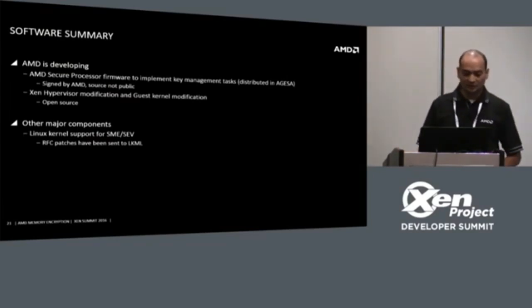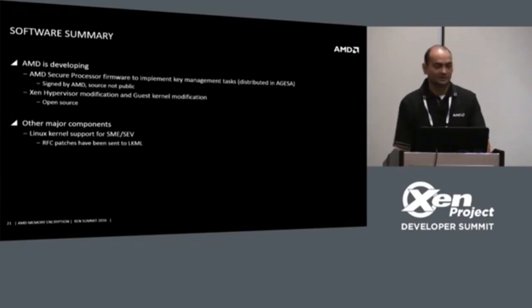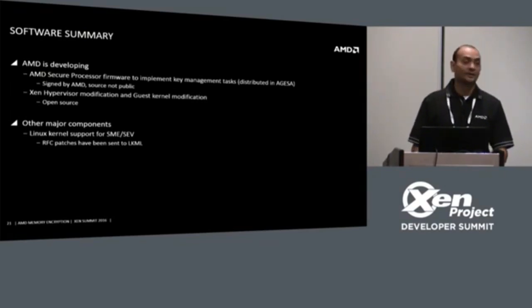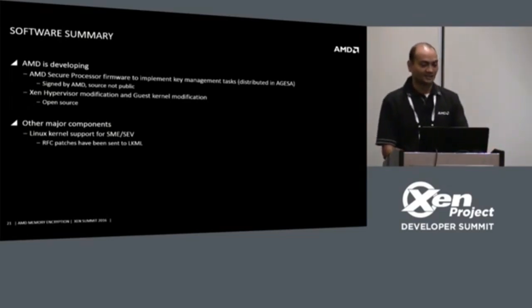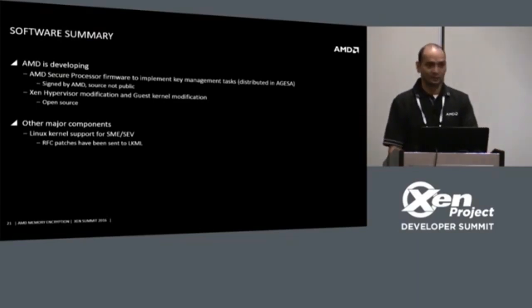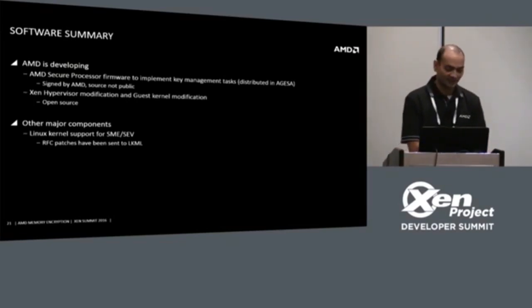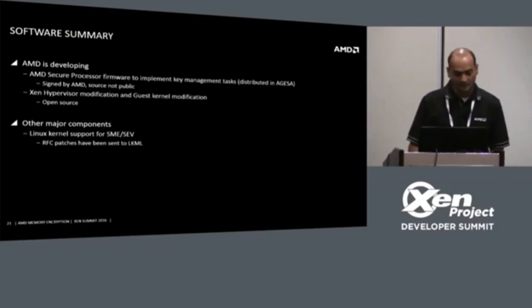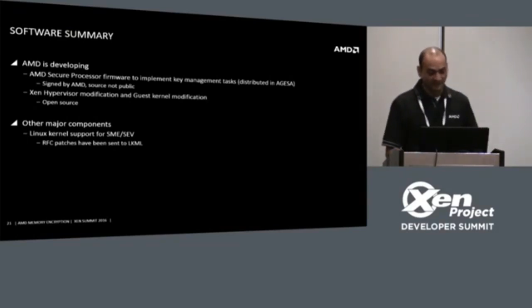Okay, so just to summarize everything, what AMD has been doing is AMD is developing SEV firmware that will be part of AGESA, and it is signed by AMD, and it is closed source. But whatever changes we are making inside the Xen hypervisor or guest kernel, all of those are going to be open source, and available as RFCs for further comments. And like I told, we have already submitted RFCs for SEV and SME in the Linux kernel mailing list.